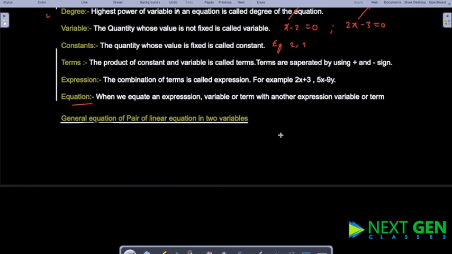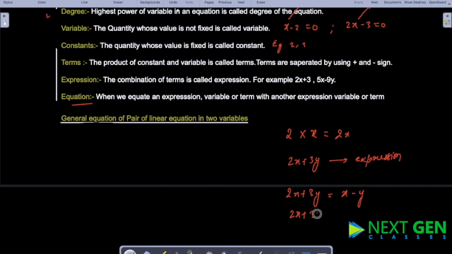Equation, everybody knows equation, but let me explain how an equation is formed. As we all know, 2 is a constant, x is a variable, but when we multiply them, we get 2x, which is a term. When we combine such terms, let's say 2x plus 3y, we get 2x plus 3y. What is 2x plus 3y? It is an expression, I guess. Yes, it is. Now, if this expression is equated to another expression, or to a variable, or to any constant, this equal sign implies that these are all equations. And why are they linear? Because they have degree 1. And why are they linear equations in two variables? Because they have two variables.